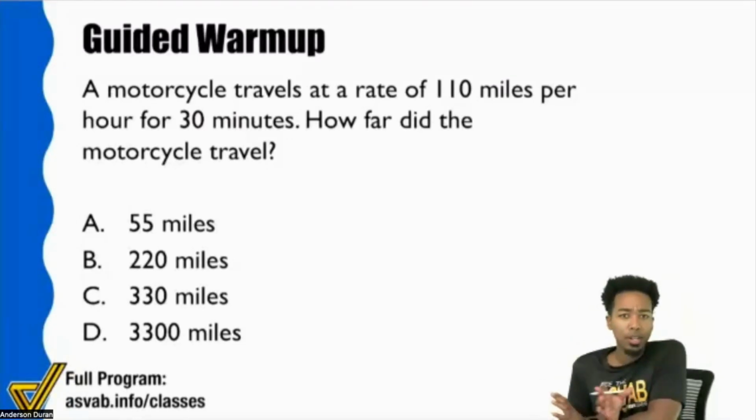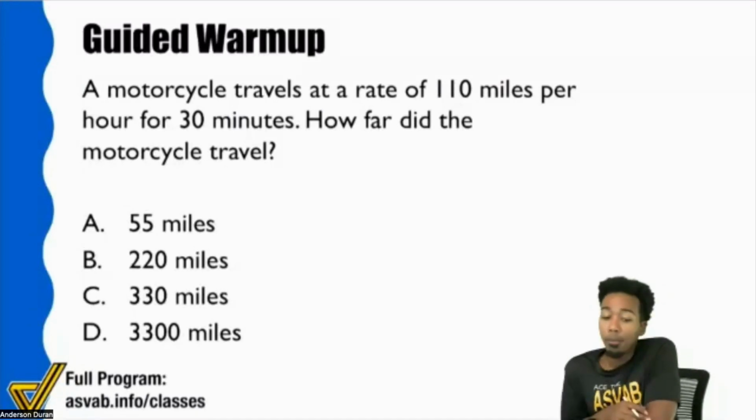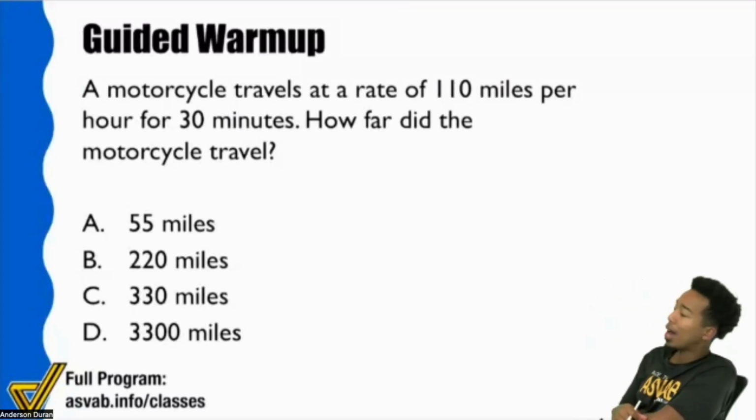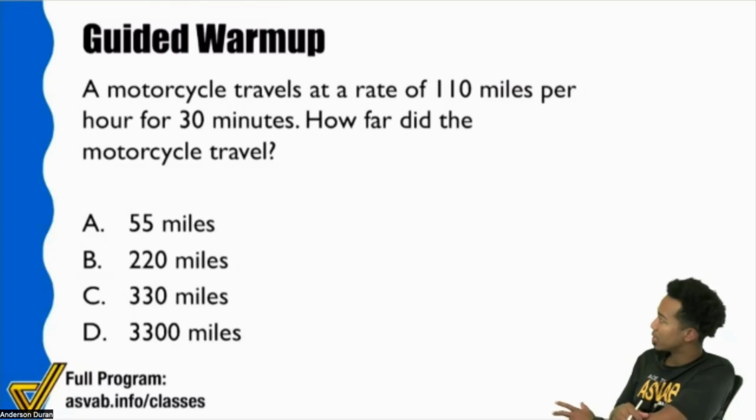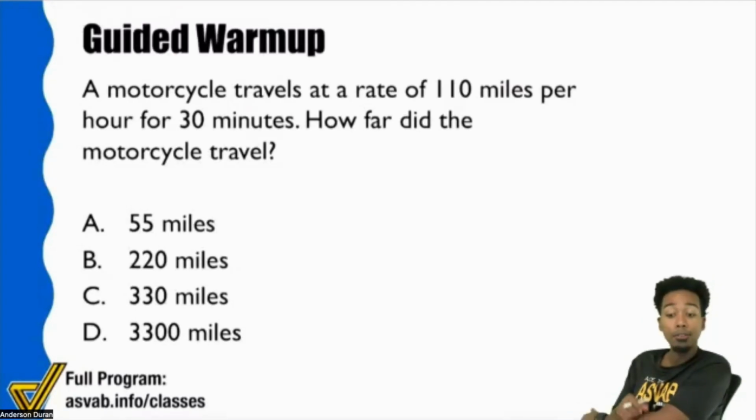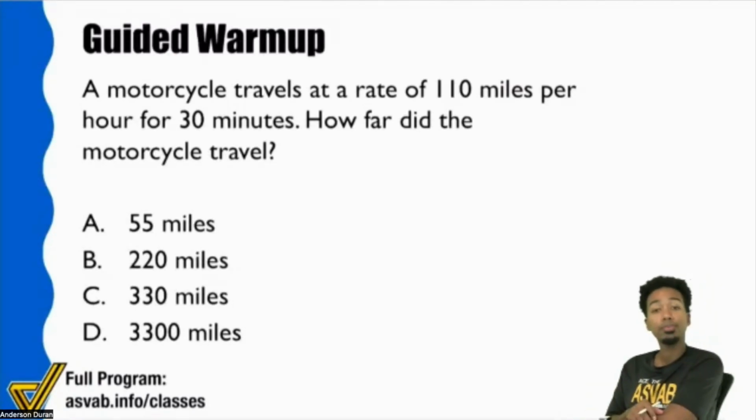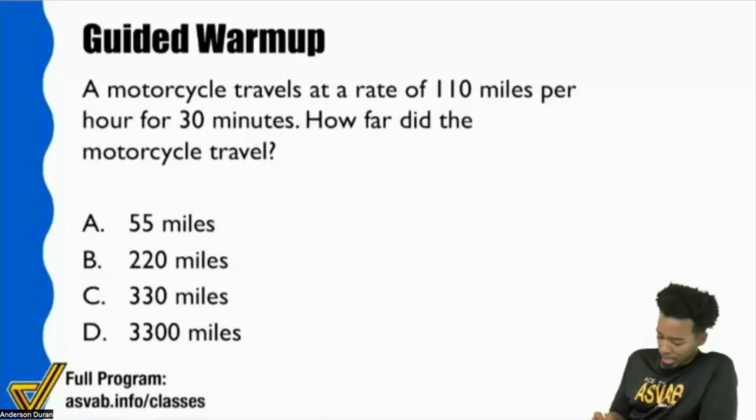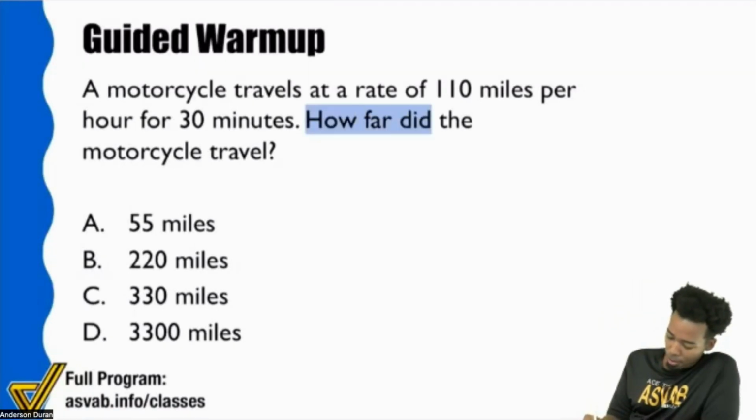And I'm going to read the whole thing. Again, the first thing to focus on is the question, but let's just read the situation real quick. A motorcycle travels at a rate of 110 miles per hour for 30 minutes. And the question says, how far did the motorcycle travel? Okay, let's just take a look here. How far did the motorcycle travel?